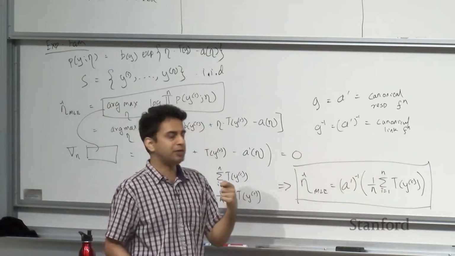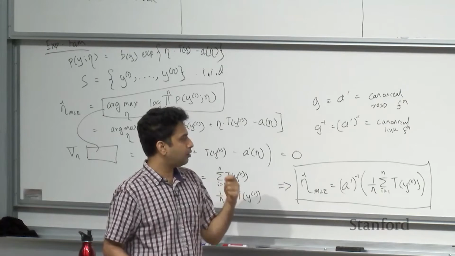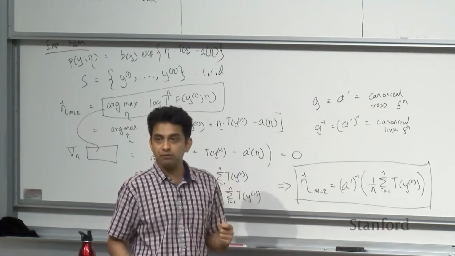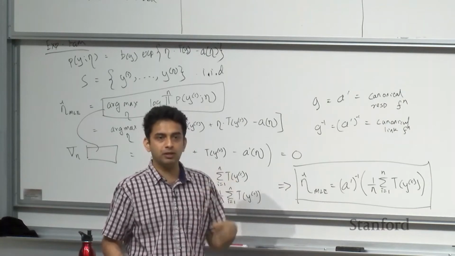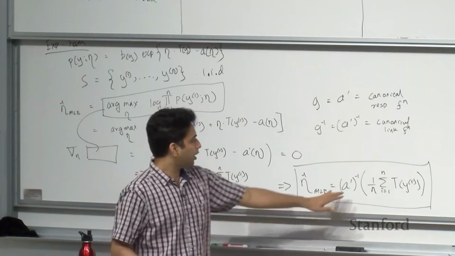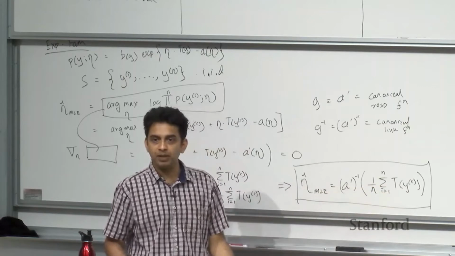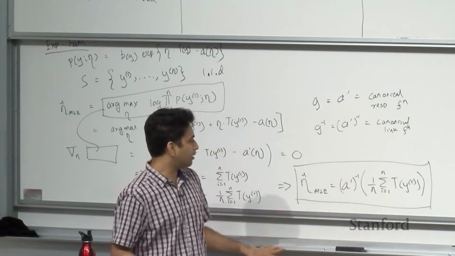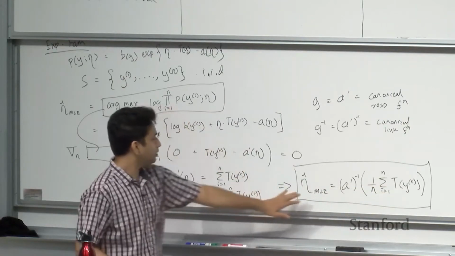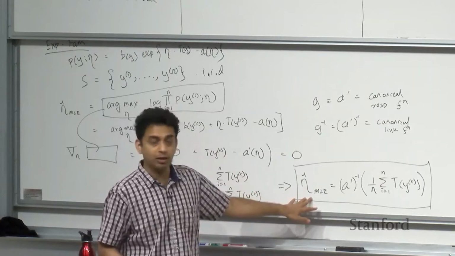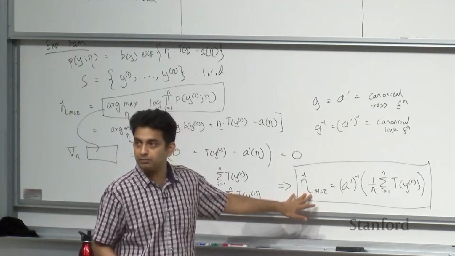When we take specific members of the exponential family, like the Poisson or the Bernoulli or what have you, a prime will take some particular form and t of y will take some particular form, but in the most generic setting, this is the maximum likelihood estimate of the natural parameter.